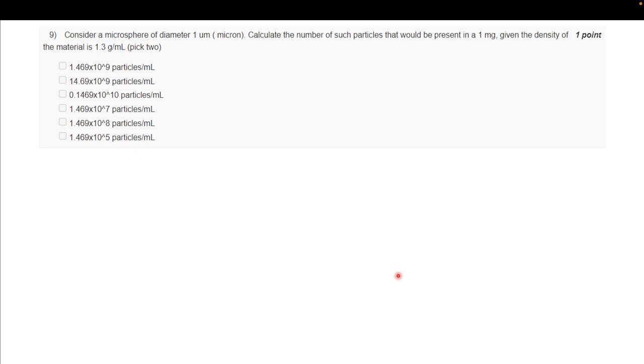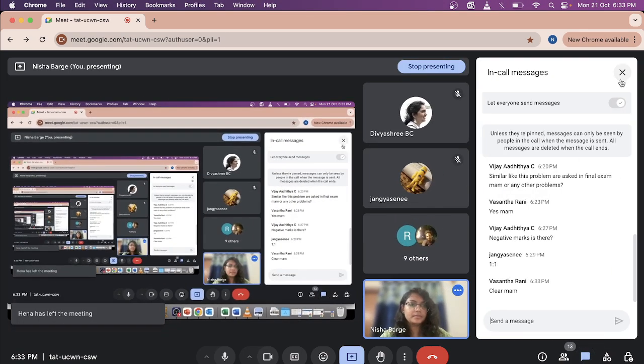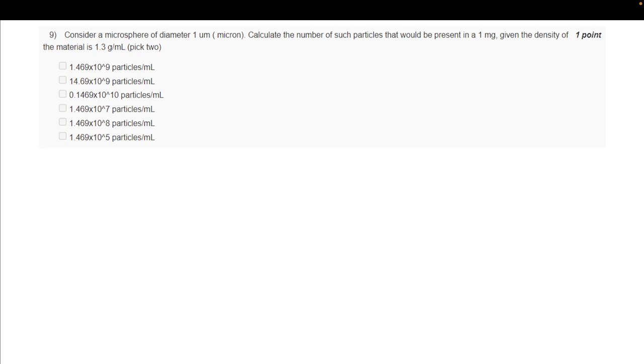Yeah, next is, if we have to consider a microsphere of diameter 1 micron, calculate the number of such particles that would be present in 1 mg if we have the density of the material as 1.3 gram per ml. And there are two correct answers in this, so we have to pick two. Do let me know if you know how to solve this or if you already have the answer.